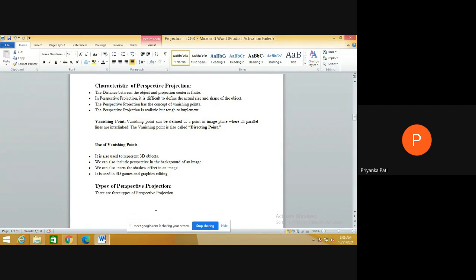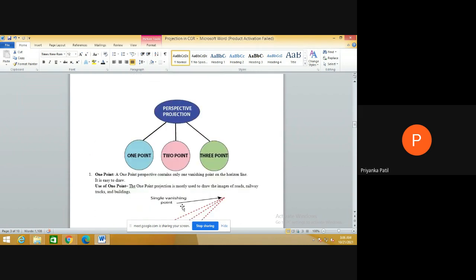Types of perspective projection. Basically, the perspective projection of any set of parallel lines that are not parallel to the projection plane converge to a vanishing point. So basically, the vanishing point is for a set of lines parallel to one of the three principal axes of the object. Perspective projection is also divided into 1 point projection, 2 point projection, and 3 point projection.